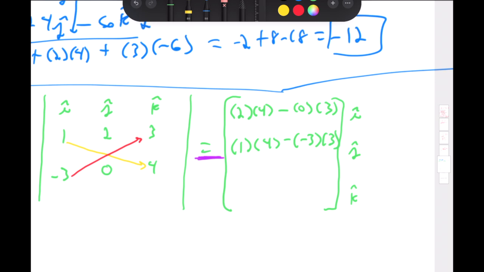And then k hat. Now cover up the k hat column and work with i and j. So just like I did before, I'll draw it out. Upper i times bottom j minus bottom i times upper j. There we go. 1 times 0 minus negative 3 times 2. Sweet. We definitely have this ready to go now.